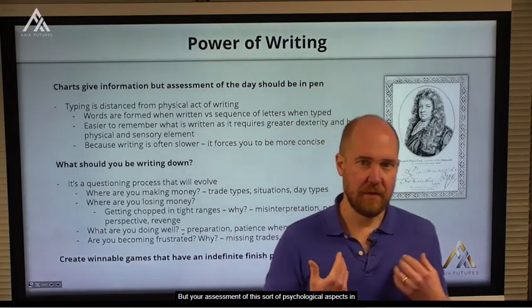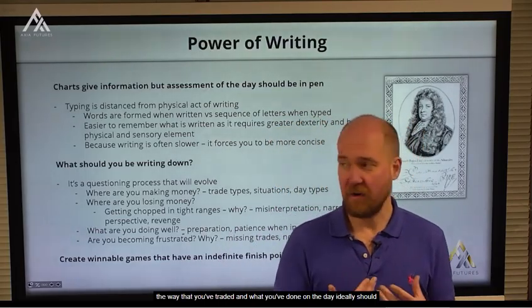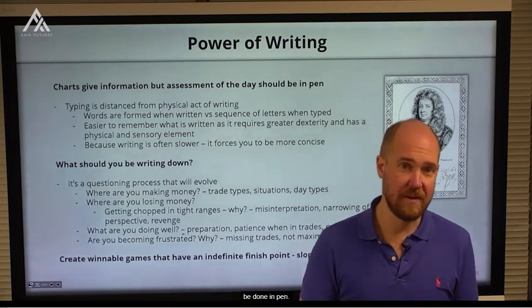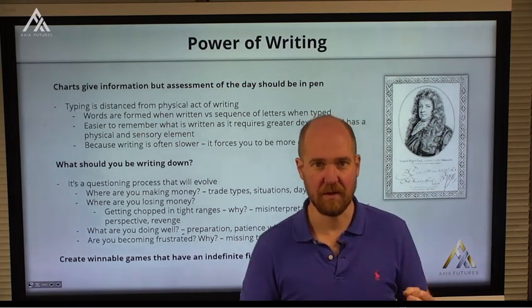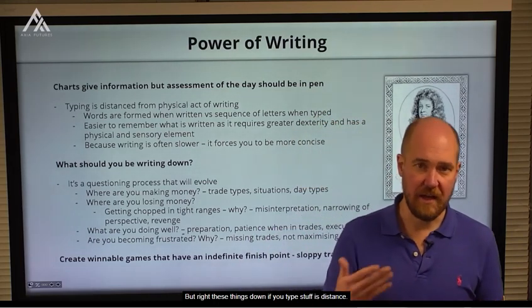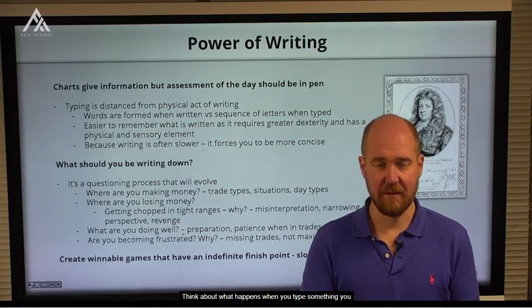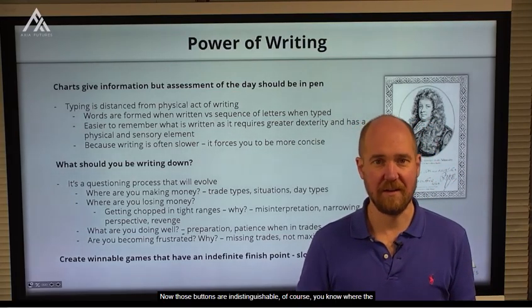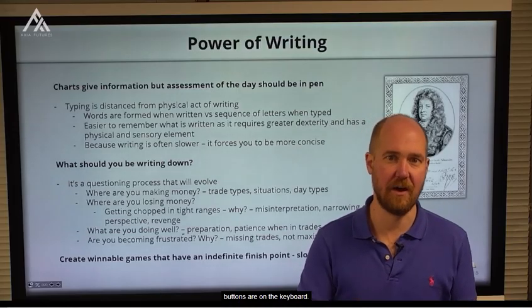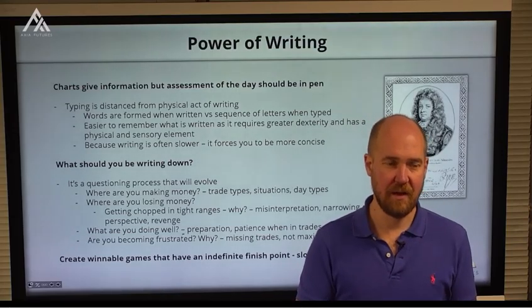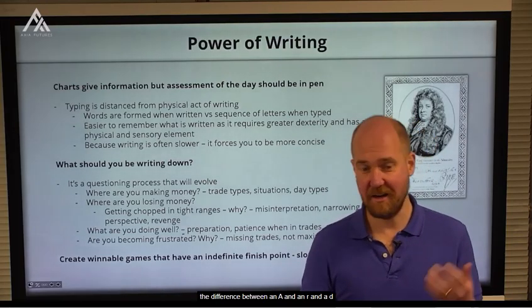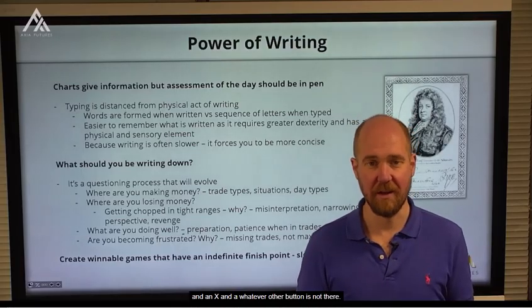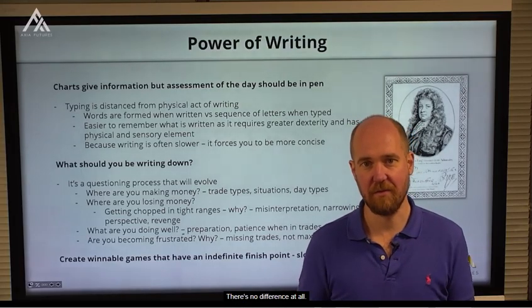But your assessment of the psychological aspects, the way that you've traded and what you've done on the day, ideally should be done in pen, pencil, whatever you want. But write these things down. If you type stuff, it's distance. Think about what happens when you type something. You press a button. Now those buttons are indistinguishable. Of course, you know where the buttons are on a keyboard, but the difference between an A and an R and a D and an X and whatever other button is not there. There's no difference at all.